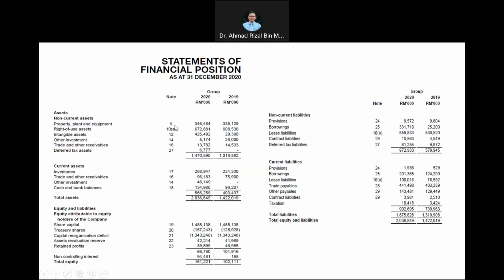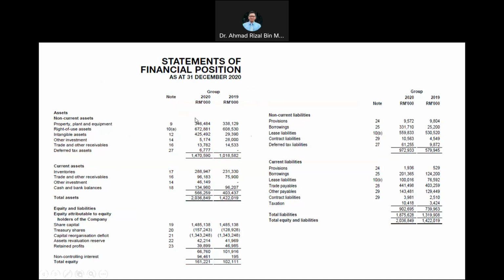So the note is placed at the back of the annual report after the director's report. These financial statements are contained in an annual report. So it starts off with the director's report, auditor's report, and then the financial statements, followed by the notes to the accounts.